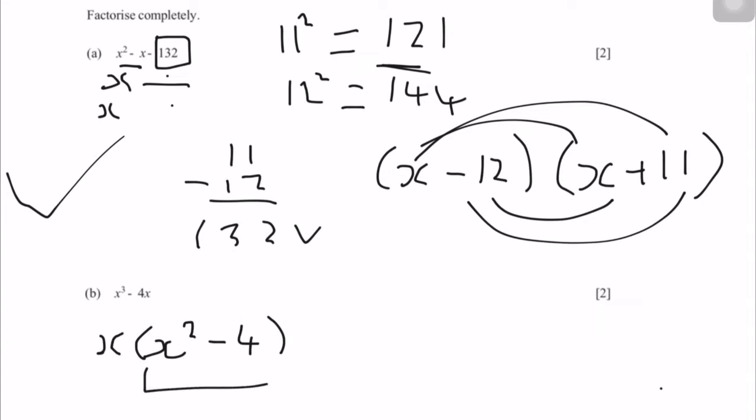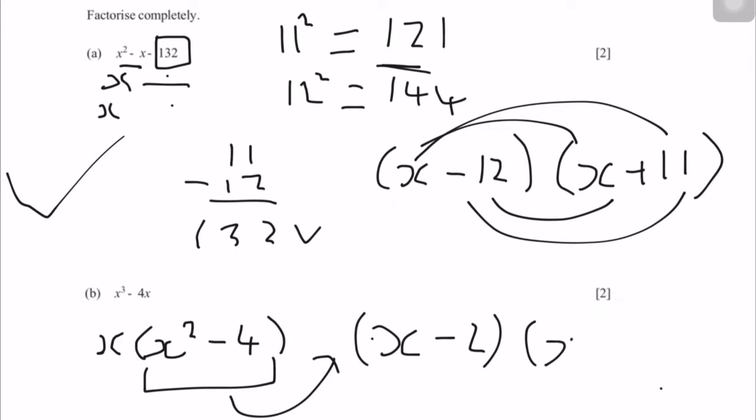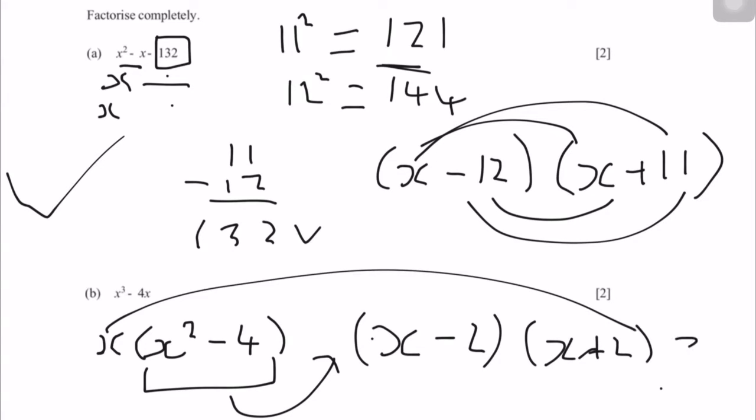Then we're going to factorize the inner function. And I hope you can see that this is just the difference of squares, which means we're going to have x minus 2 and x plus 2. And we just drag that x over here. So that'll be the final answer.